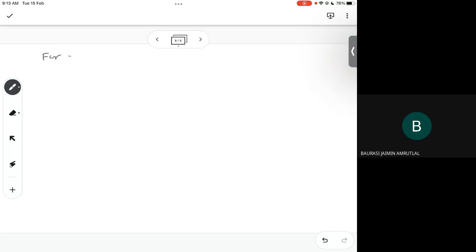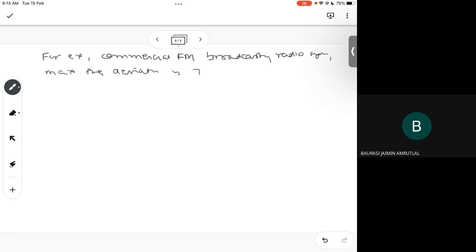So I take the example of a commercial FM broadcasting radio system. Here, as I said, the maximum frequency deviation is, as we have seen, 75 kilohertz, which we have just taken as an example. It is typically specified as a standard, plus or minus 75 kilohertz.